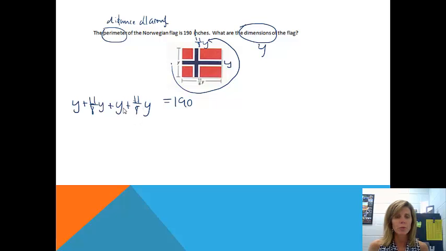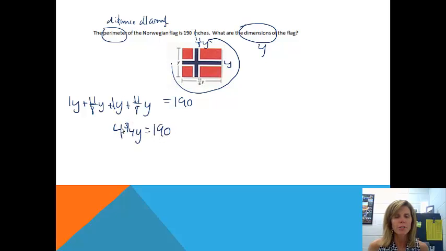Now I'm going to solve this. I'm first of all going to put ones in front of the y's, and then on the left side, since everything is a y, they're all like terms, so I can go ahead and add them. I will be using my calculator to do that. If you remember, the fraction button on your calculator is like for 11/8, you'll put 11 ABC 8, and that will give that to you. So if I take 1 plus 11/8 plus 1 plus 11/8, I'm going to get 4 3/4. So it'll be 4 3/4 y equals 190.